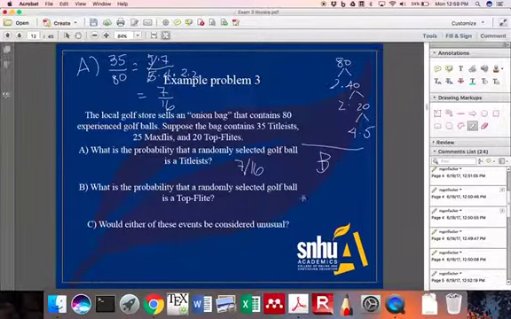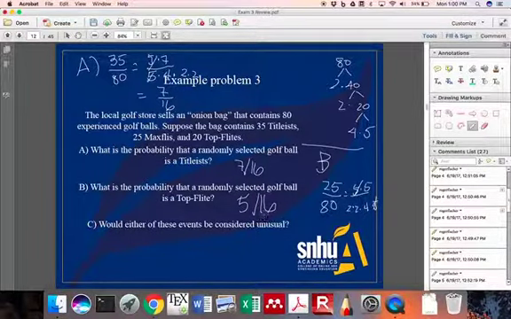Okay. The probability that a ball is a top flight, if it's randomly selected, should be 25/80. And we don't have to factor 80 again. We already did that. 2 times 2 times 4 times 5 over, and then the numerator is 5 times 5, so we have 5/16.